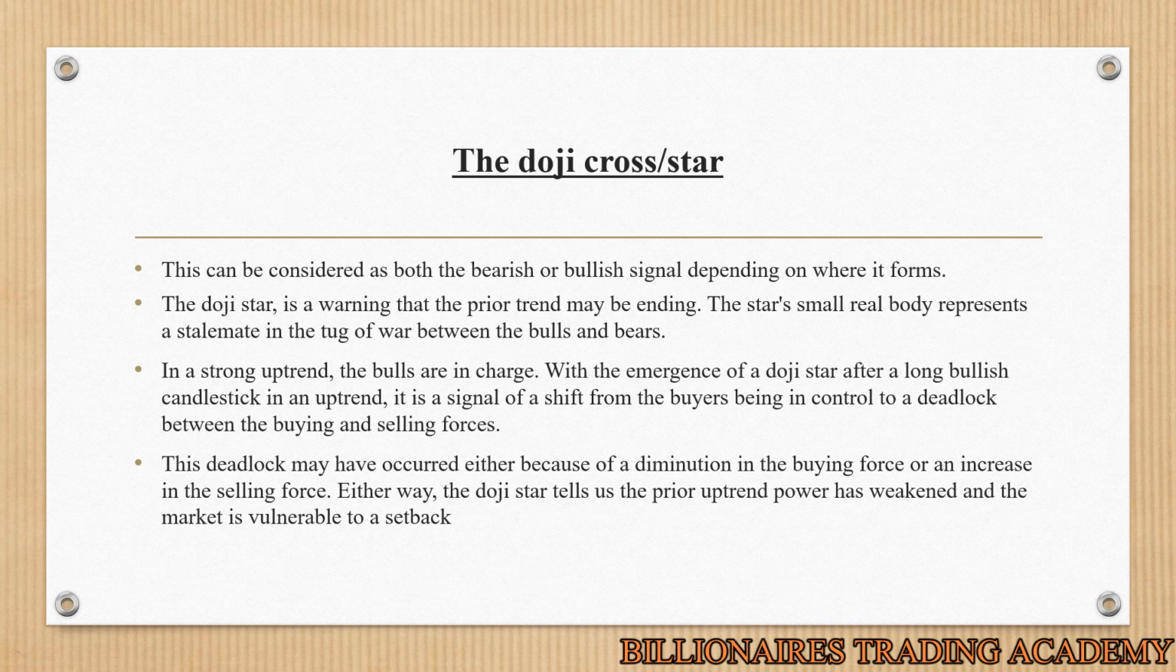So in a strong uptrend, the bulls are in charge. With the emergence of a doji star after a long bullish candlestick in an uptrend, it is a signal of a shift from the buyers being in control to a deadlock between the buying and the selling forces. So this deadlock may have occurred either because of a diminution in the buying force or an increase in the selling force. Either way, the doji star tells us the prior uptrend power has weakened and the market is vulnerable to a setback. So at the end of the day, we're looking at it being a reversal, right?